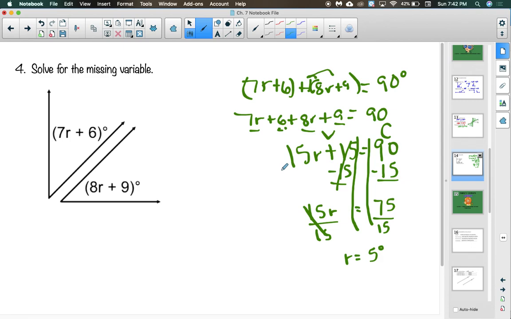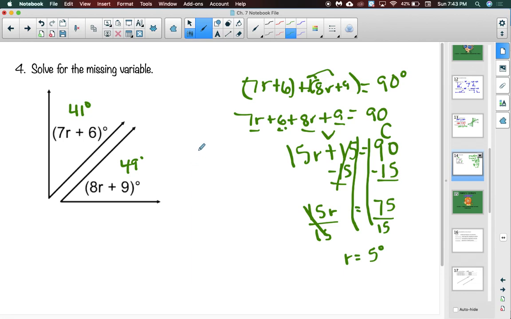Now, this question could look a little different as well. They could ask us to take that r and substitute into each of these expressions to tell what each angle equals. So really quickly, we're going to do that mentally. 7 times 5, substituting 5 in for r, 7 times 5 is 35, plus 6 is 41 degrees. 8 times 5 is 40, plus 9 equals 49 degrees. And if we add them together, we get 90 degrees.